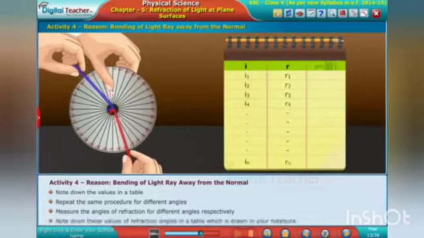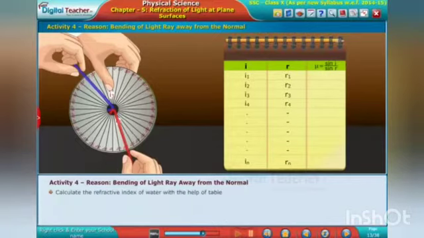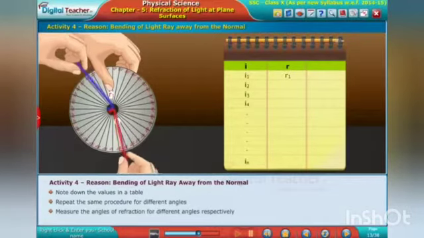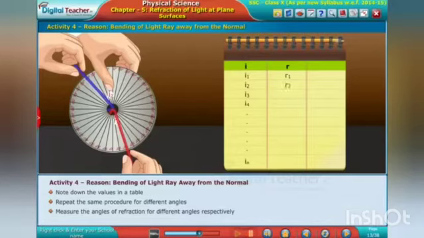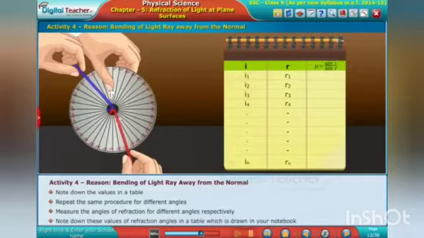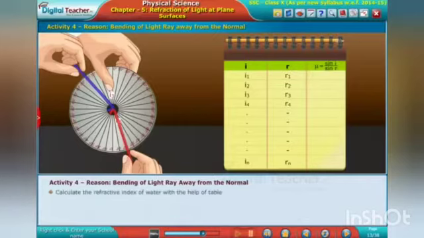Refractive index n equals sin i by sin r. The values of i are i1, i2, i3 and so on, in; the values of r are r1, r2, r3 and so on, rn. Calculate the refractive index of water with the help of the table. Do not perform this activity with an angle of incidence greater than 45 degrees.